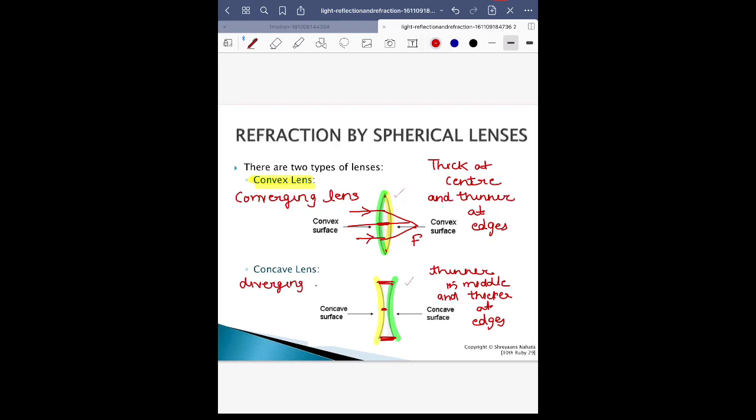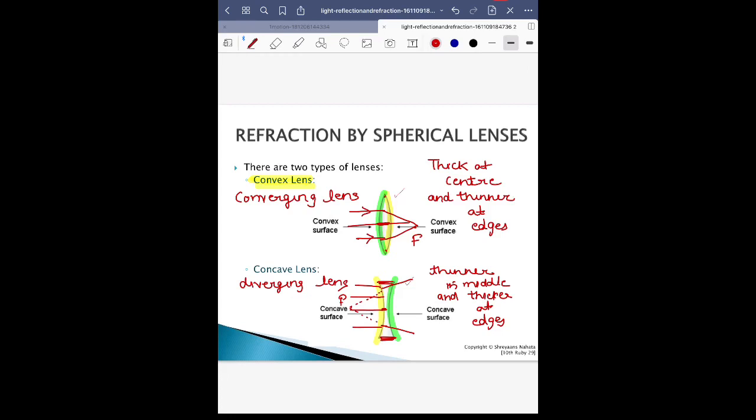Why diverging? Because it will diverge the parallel rays so that they are scattered. If we have these parallel rays like this, they are diverged so that if produced backward, they appear to intersect at the focus. Okay, so since a convex lens converges or collects all the parallel rays to one point, it is called a converging lens. And a concave lens scatters the beam of light so that the rays are dispersed, and if they are produced backward, they appear to be coming from the focus. That is why it is called a diverging lens.